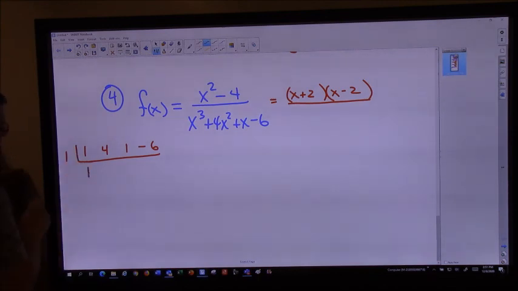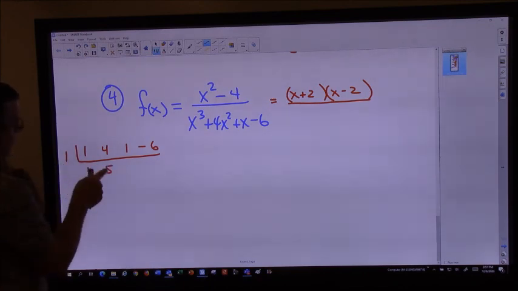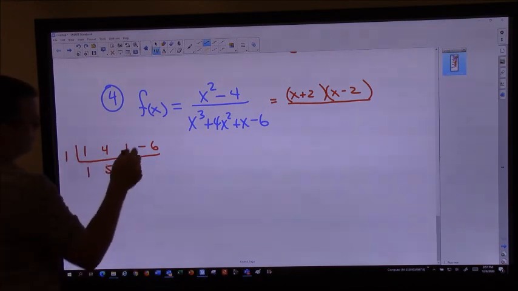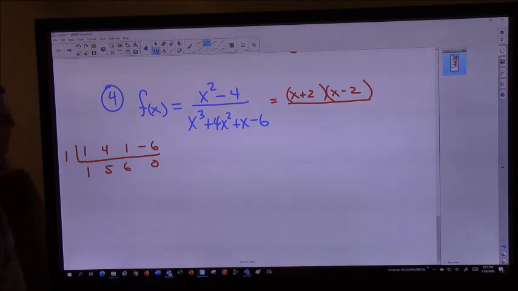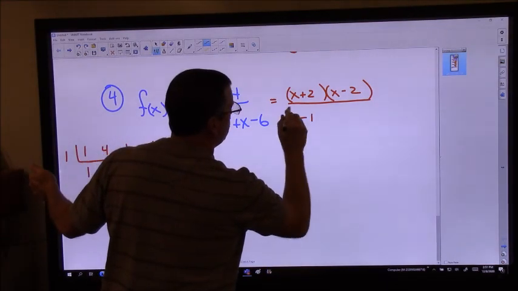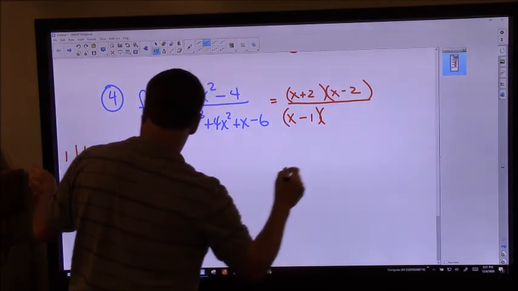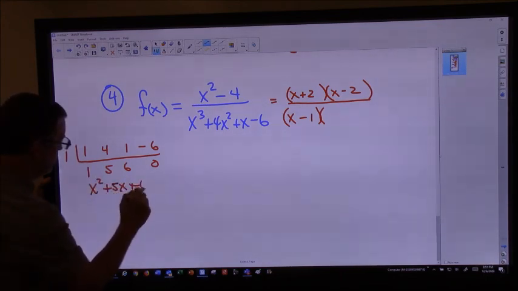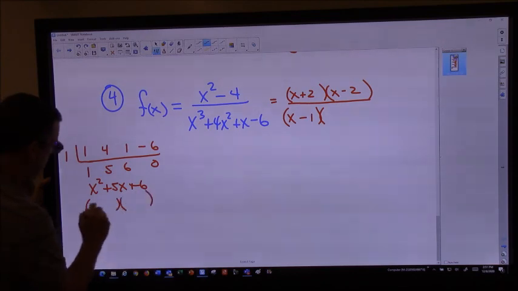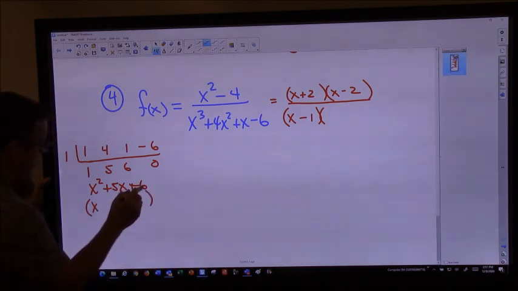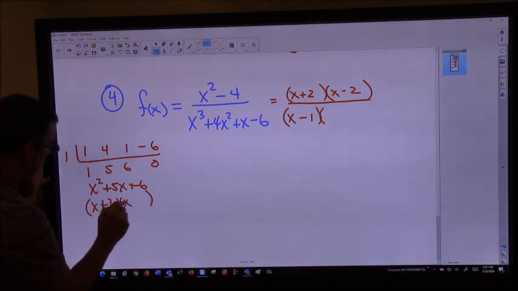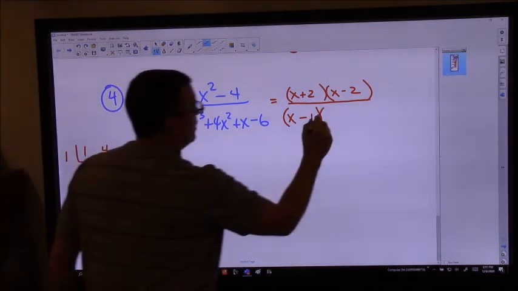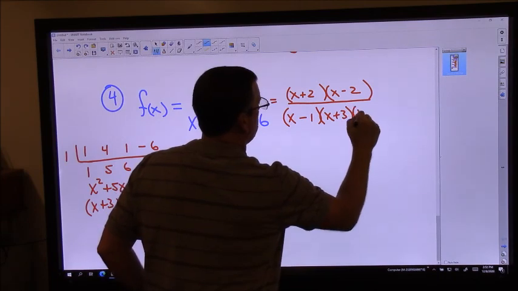Alright, so I'll bring the first number down, I'll multiply and add, so that'd be 1 plus 4, that's 5. Then 5 plus 1, that's 6. 6 minus 6, that's 0. So there's one of my factors, x minus 1. I got some more in there, so let's see, x squared plus 5x plus 6. If I factor that, I get x times x. Two numbers you multiply to get 6 and add to get 5. Got to be 3 and 2. So x plus 3, x plus 2.